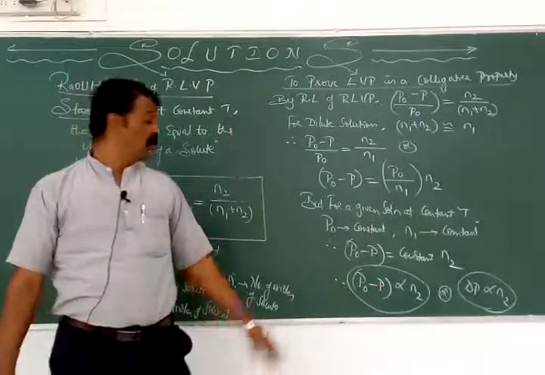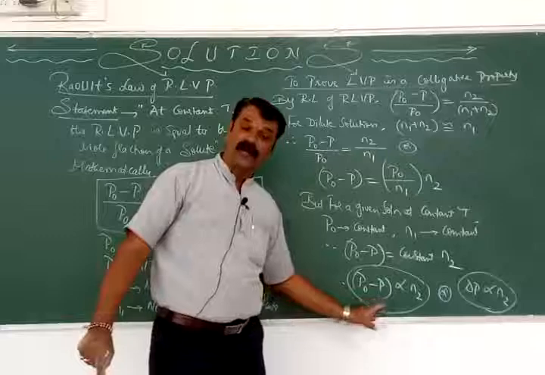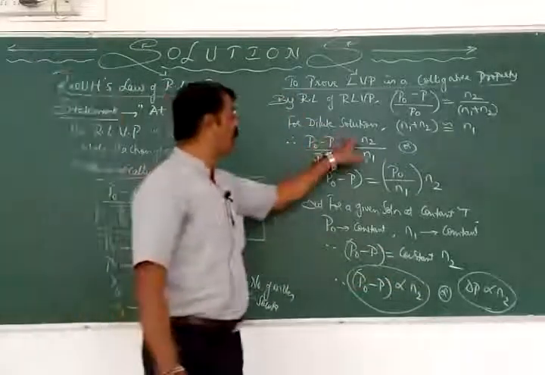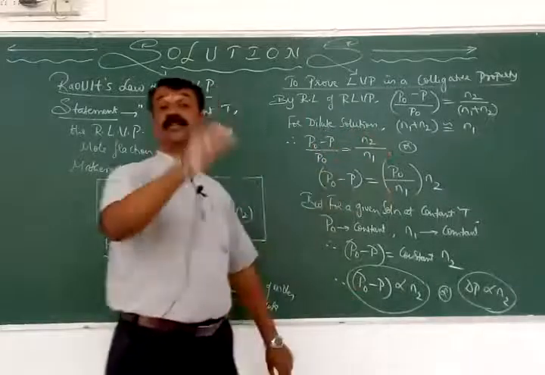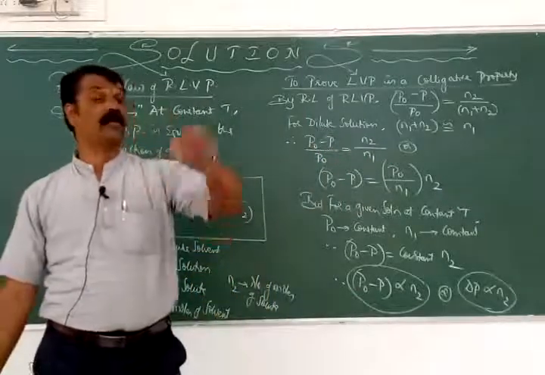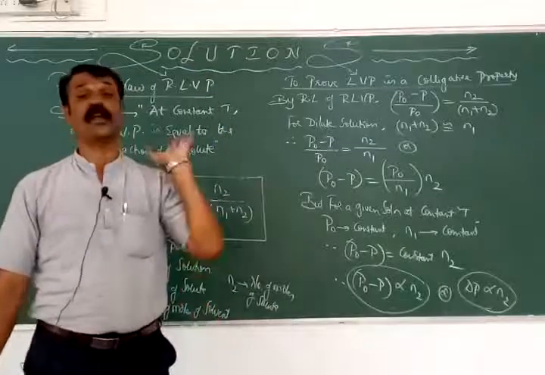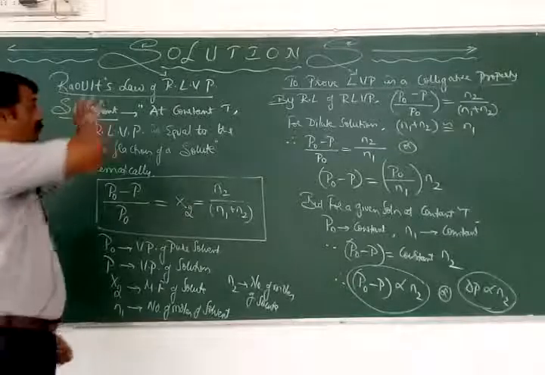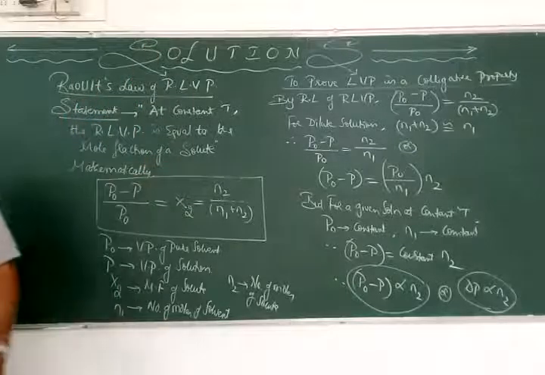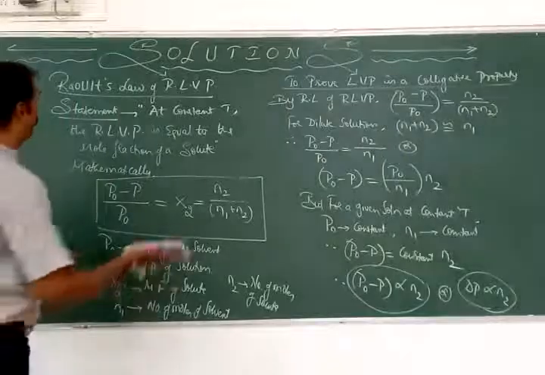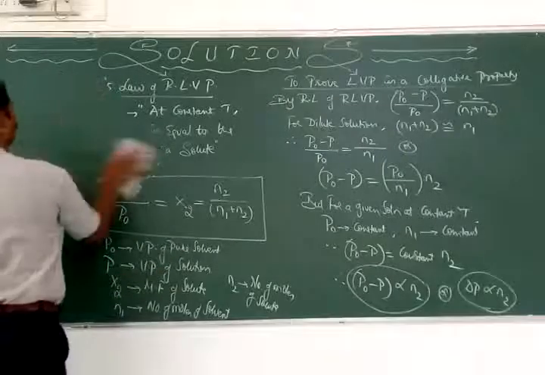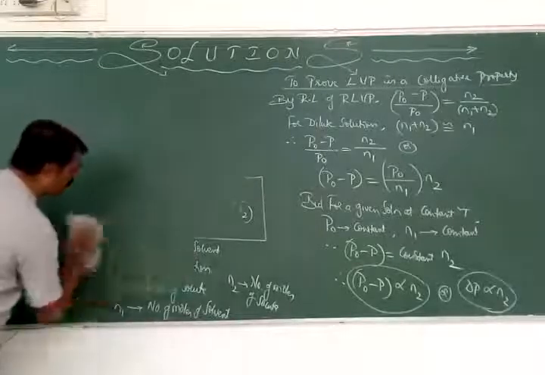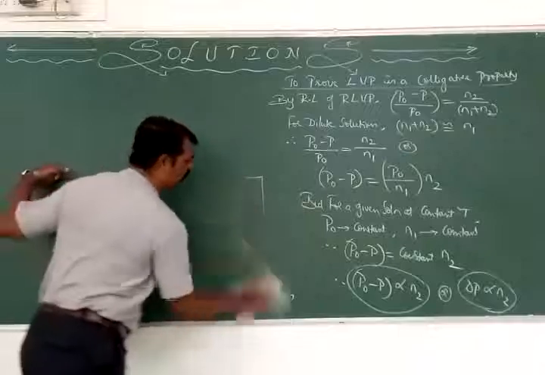Therefore, P naught minus P, called a lowering of vapor pressure, is directly proportional to the number of moles of the solute particles for the dilute solution only. Hence, LVP, lowering of vapor pressure, is an example for a colligative property. So, that is the application of Raoult's law to prove that it is an example for the colligative property.